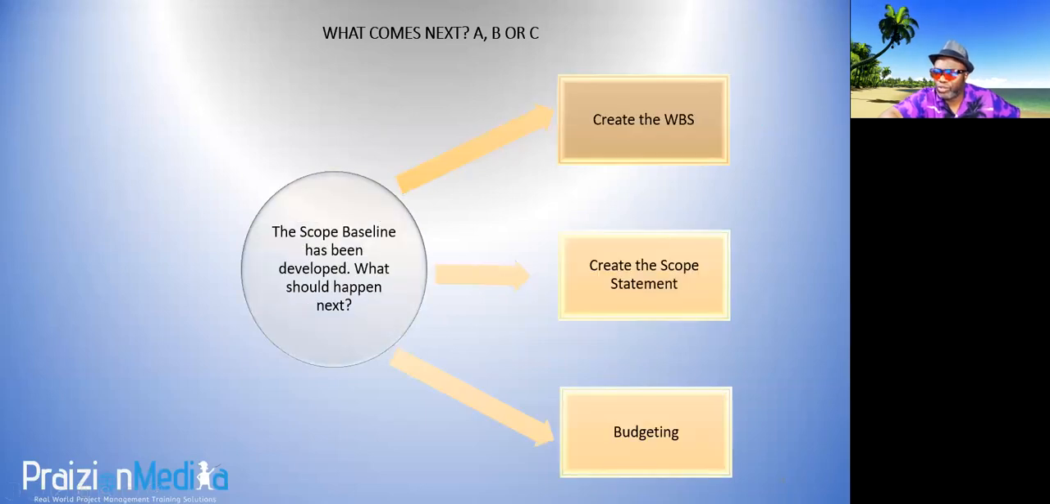Okay, I think we got 2 more after this, maybe 1 more, I'll see. The scope baseline has been developed. What should happen next? Beware of the redundant option. In other words, the one that's already been done.